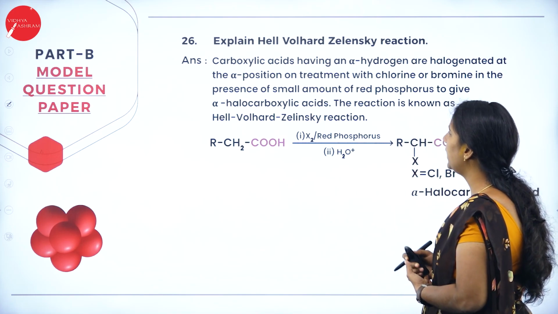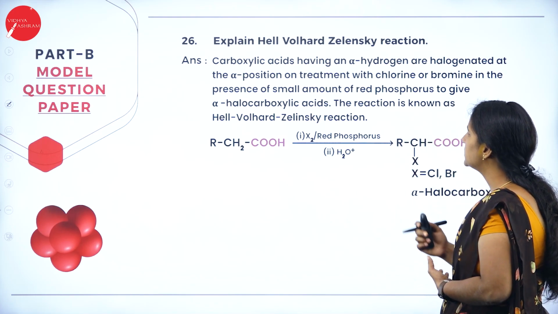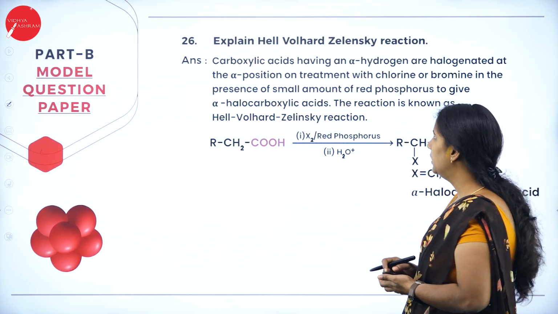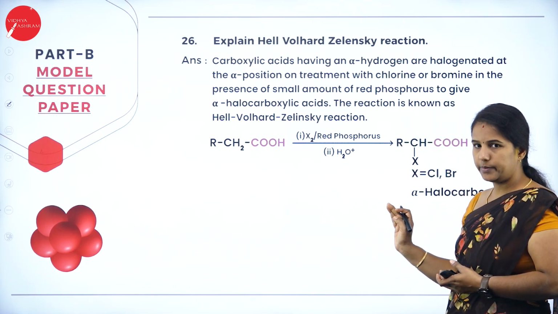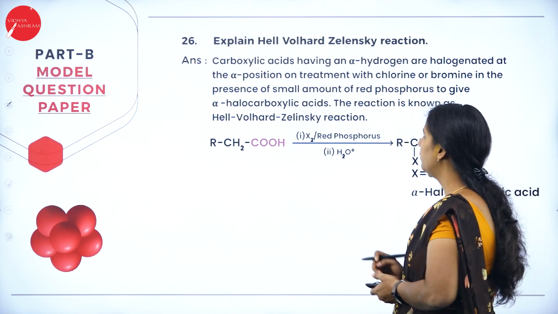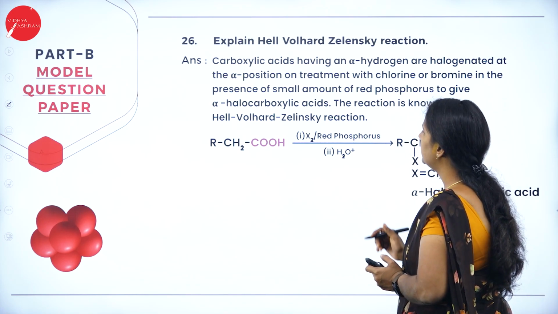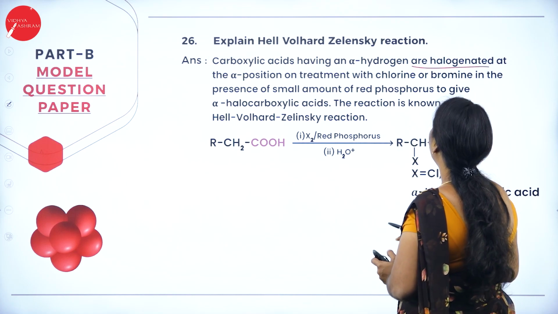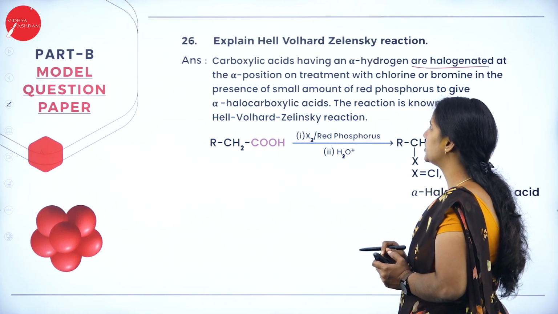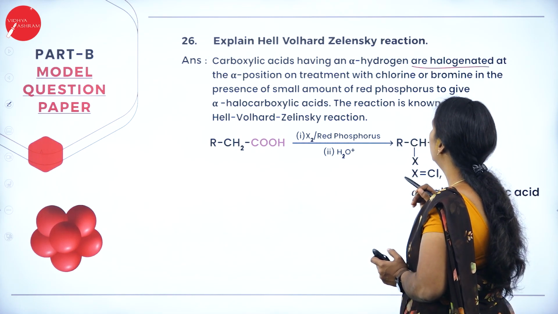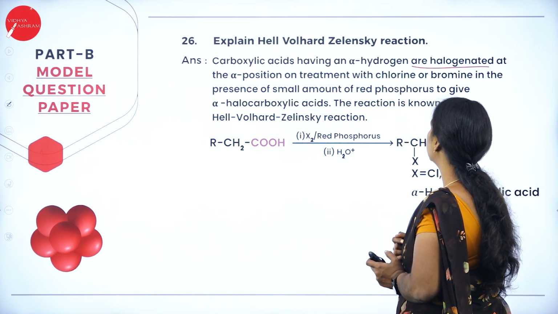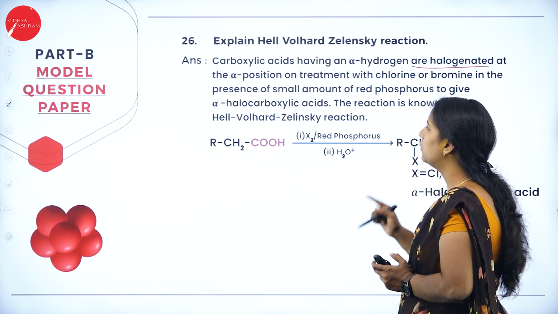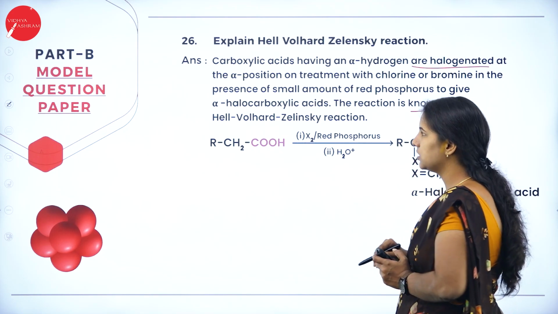Next, explain Hell-Volhard-Zelinsky reaction. So, again from the aldehyde, ketone and carboxylic acid part they have asked here. Carboxylic acids having an alpha hydrogen are halogenated at the alpha position on treatment with chlorine or bromine in presence of a small amount of red phosphorus to give an alpha halocarboxylic acid, and this reaction is called as what?